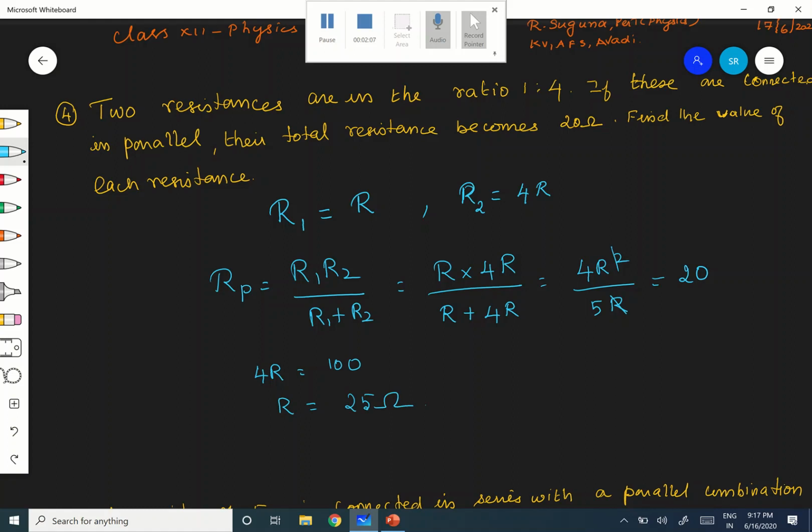That is, when two resistors in the ratio 1:4 are connected in parallel, what is the net resistance given? Therefore, you have to find R, which is equal to 25 ohm, which means R1 is equal to 25 ohm. Correct? And R2 is equal to 4R, that is nothing but 100 ohm. It's equal to 100, right?